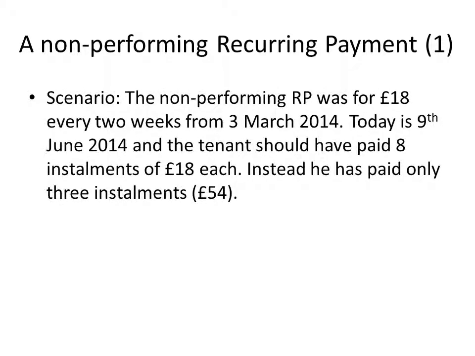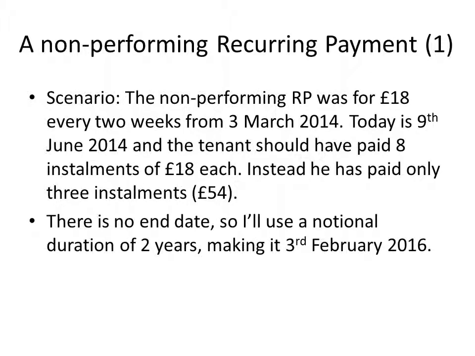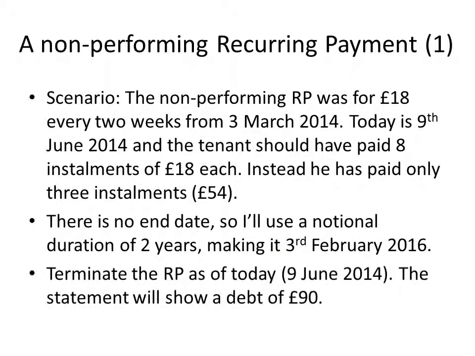In this scenario, the non-performing recurring payment was for £18 every 2 weeks, starting on the 3rd of March 2014. Today is the 9th of June, and the tenant should have paid 8 lots of £18. Instead, he's only paid 3 instalments, which total £54. There's no end date, so we'll use a notional duration of 2 years, making the end date the 3rd of February 2016. The first thing to do in practical terms is to terminate the recurring payment as of today, the 9th of June 2014. The statement, if you were to take one, will show a debt of £90.